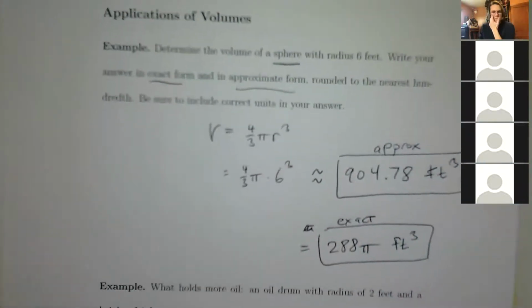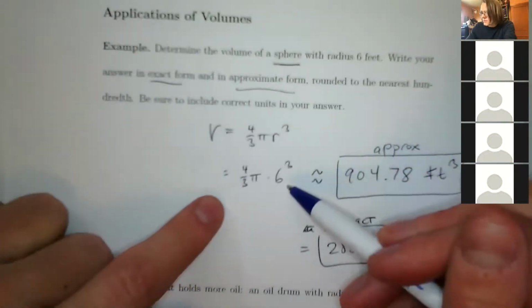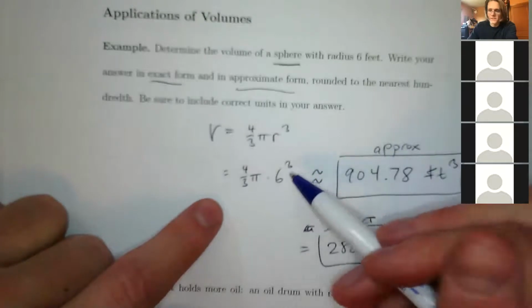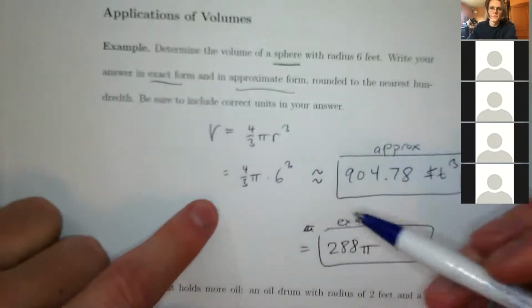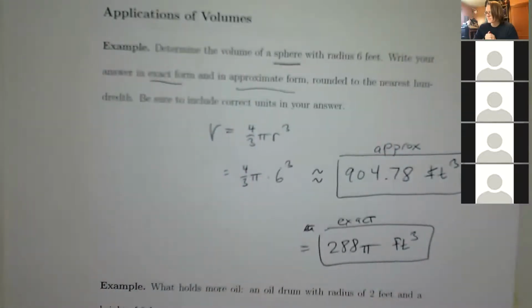So again, the exact form is when you just leave the pi in. This also works for an exact form, but it looks nicer to compute what 6 cubed is and then multiply by 4 and divide by 3. But that's your discretion. Either of these I would consider exact. And that's it. That's the volume of this sphere. It's quite large. Spheres get big as the radius gets big. Questions? Right, let's try another.